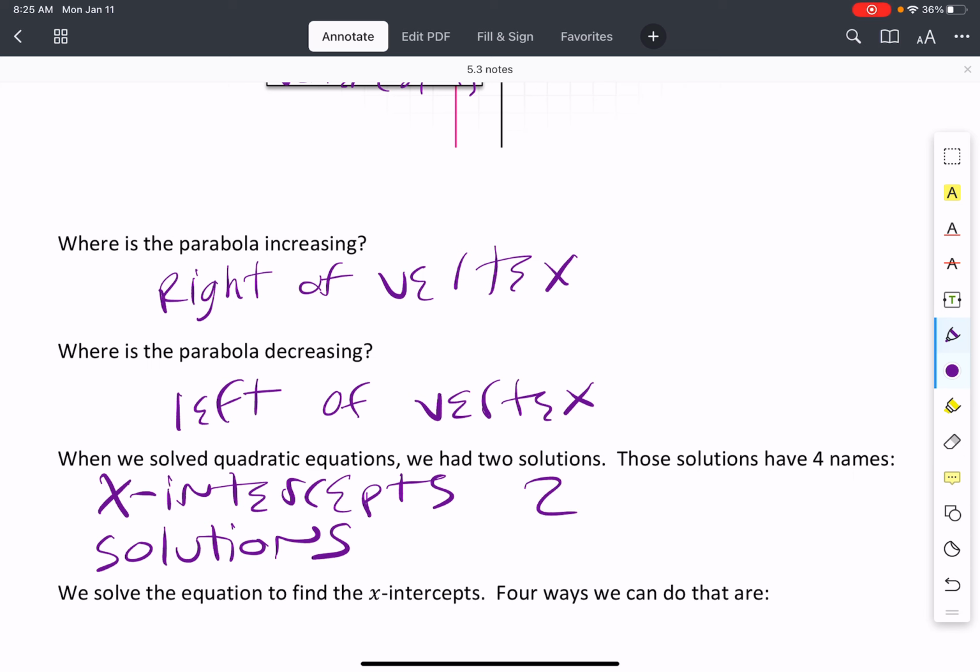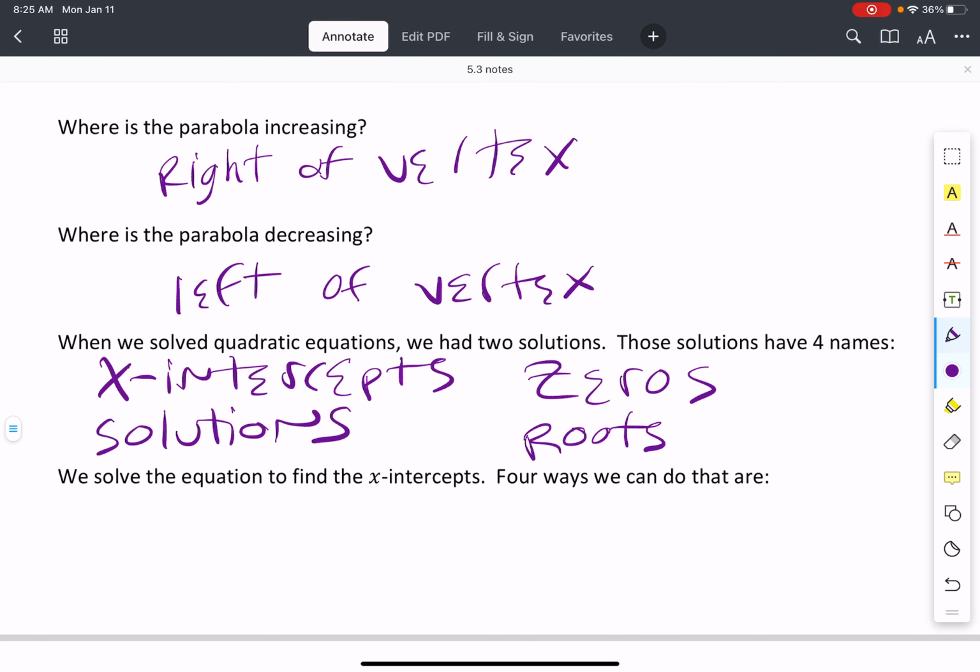Okay, there's 2 other words for it. Zeros, because it's when the graph equals 0. And roots. Not like square root. It's just another vocab word for zeros sometimes you see. Okay? We solve the equation to find the x-intercepts. There's 4 ways that we can do that.